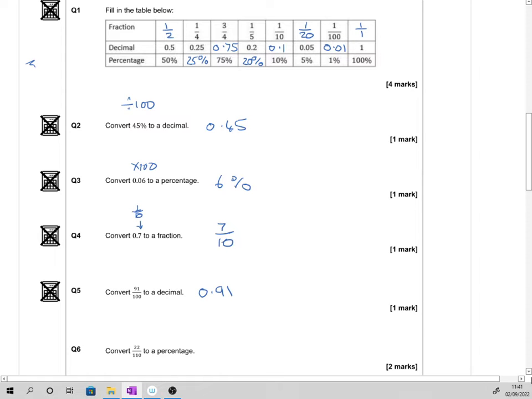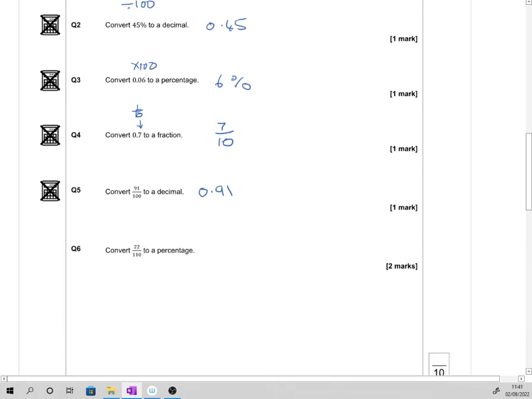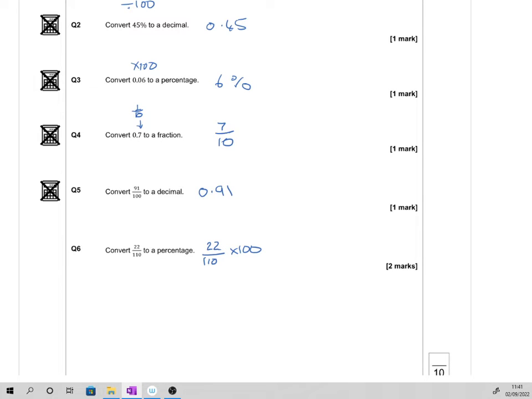22 over 110 to a percentage. Ooh. We can use the calculator. I was thinking, oh my god, 22 divided by 110. So 22 divided by 110 times 100 equals 20%.